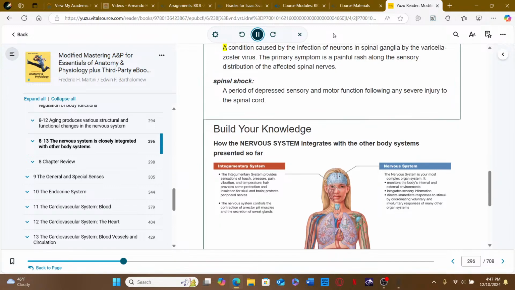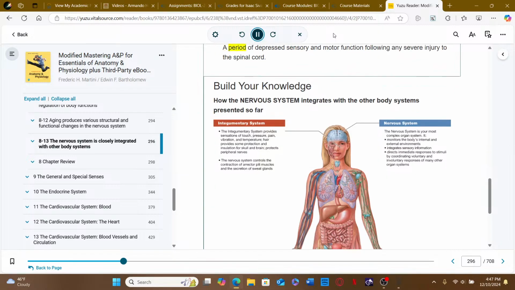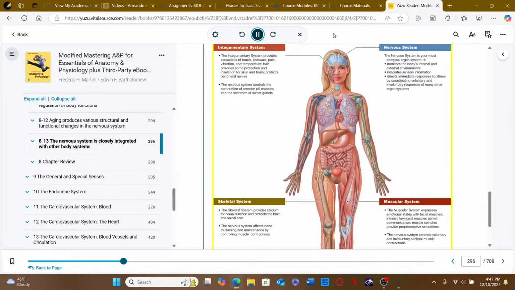Shingles: a condition caused by the infection of neurons in spinal ganglia by the varicella zoster virus. The primary symptom is a painful rash along the sensory distribution of the affected spinal nerves. Spinal shock: a period of depressed sensory and motor function following any severe injury to the spinal cord. Build your knowledge: how the nervous system integrates with the other body systems presented so far. Text discusses how the nervous system interacts with the integumentary, skeletal, and muscular systems.